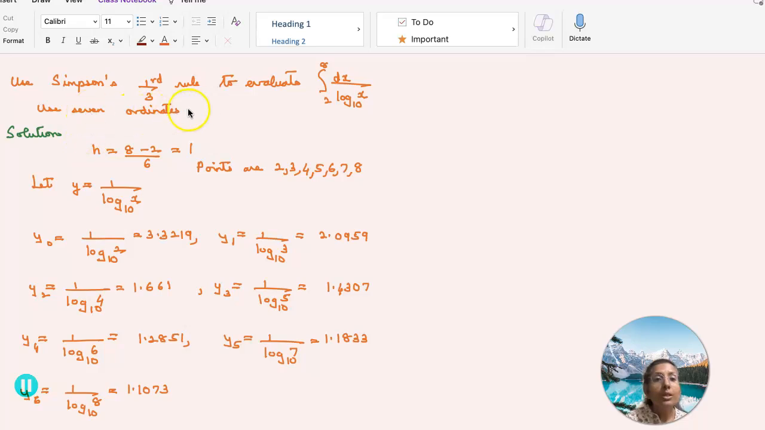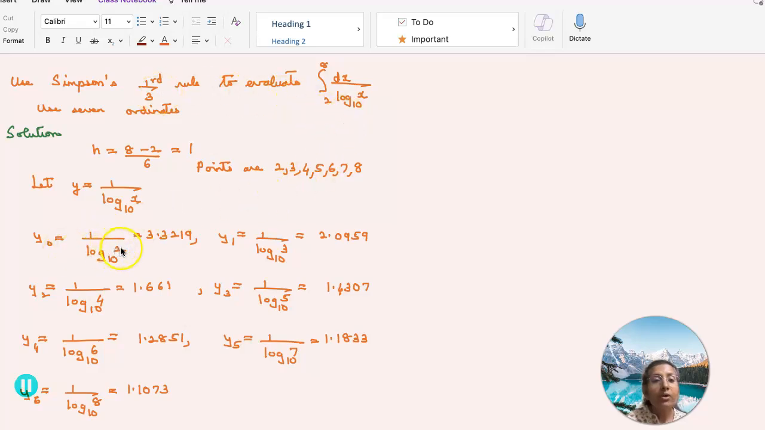Use Simpson's 1/3 rule to evaluate integral 2 to 8 dx by log x to the base 10. Use 7 ordinates. So we are using 7 ordinates, so h equal to (8 minus 2) by 6. The number of intervals will be 6. So points will be 2, 3, 4, 5, 6, 7, 8. And y equal to 1 by log x to the base 10.